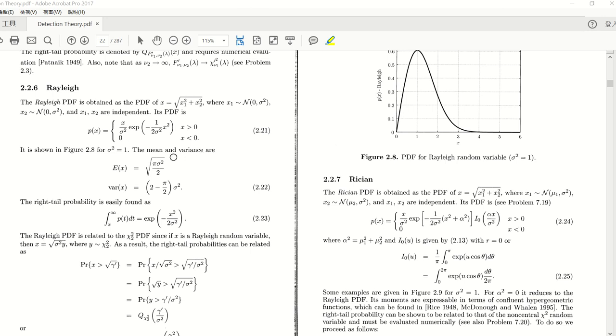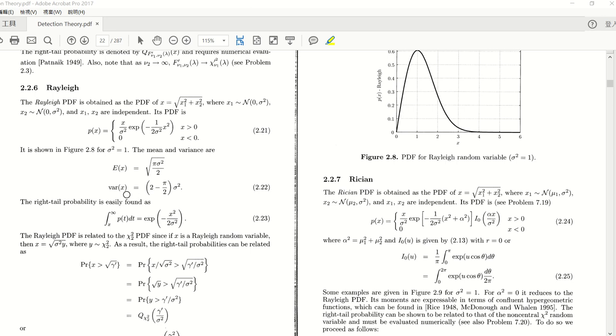We are always interested in the mean and variance of a random variable. So the mean will be the expectation of x, equal to the square root of pi sigma square over 2, and the variance will be (2 minus pi over 2) multiplied by sigma square.